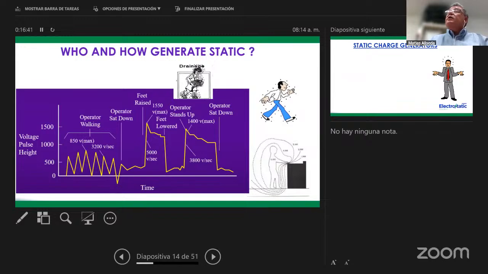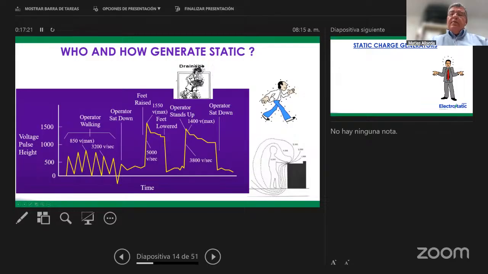This is a chart for a walking test. With every step you make, you can see that you generate a lot of voltage. If you are not grounded, every step can make 100-volt peaks, up to 3,000. If you sit down or raise your feet and then stand up again, you can see the amount of voltage that you can generate. And as we know, you can see in this part of the chart that you also generate a field.